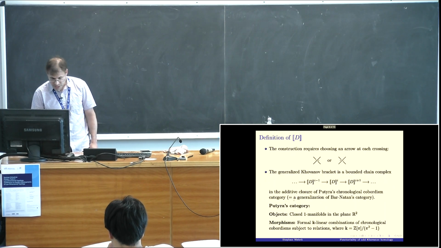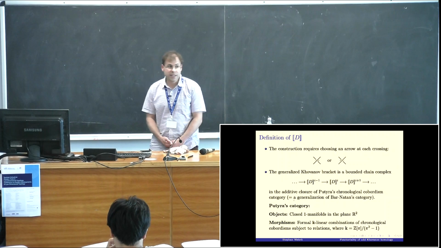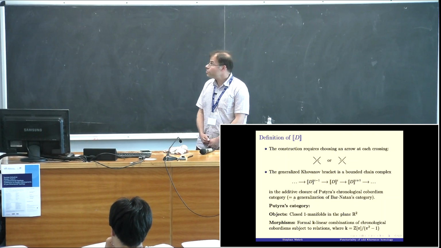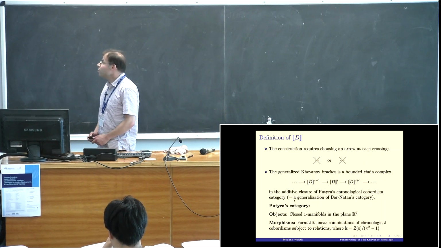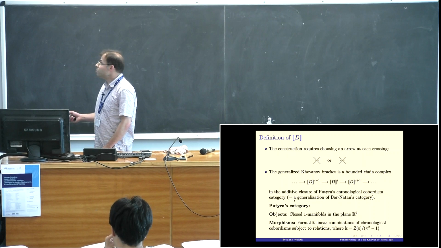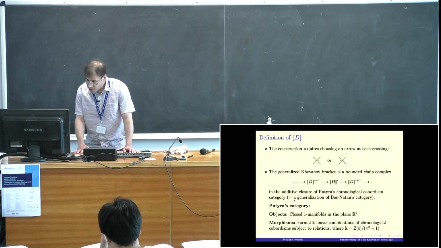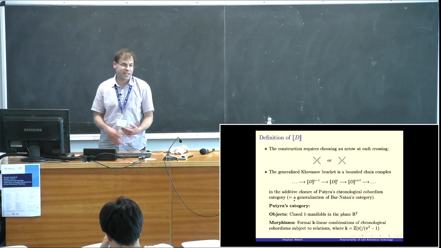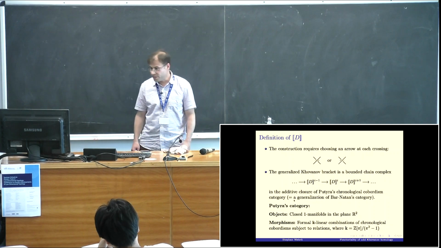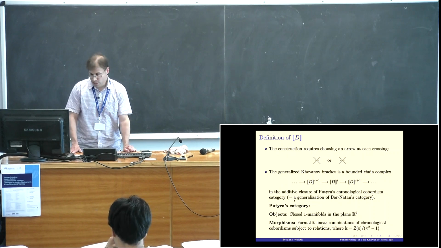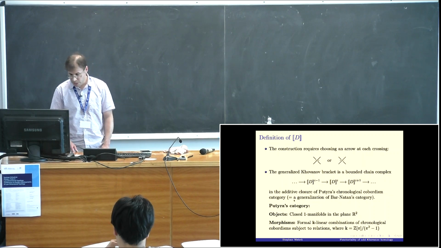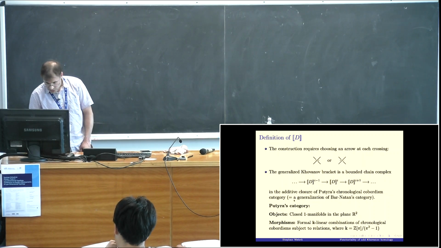So I'll start with the definition of the generalized Khovanov bracket. So to define it, one has to choose an arrow at each crossing. This arrow has to connect the two branches of the zero resolution. So in this picture here, it would either point to the right or to the left. And the generalized Khovanov bracket is then some chain complex in Putyra's category. So Putyra's category is some generalization of Bar-Natan's category. So the objects are just resolutions in the plane, so just circles in the plane. And the morphisms are formal linear combinations of so-called chronological cobordisms, and these are subject to some relations. So let me say a bit more about this.